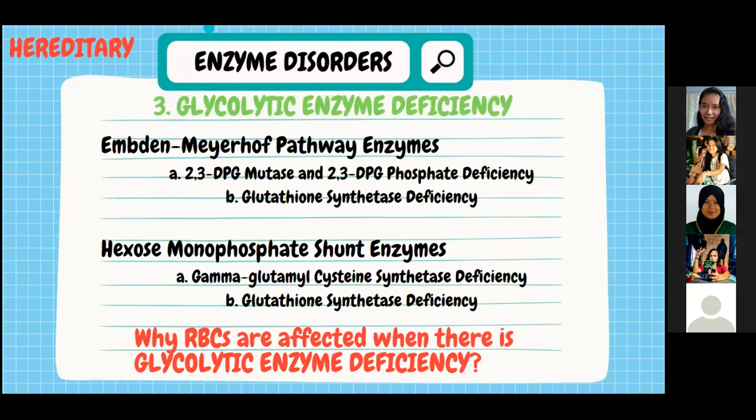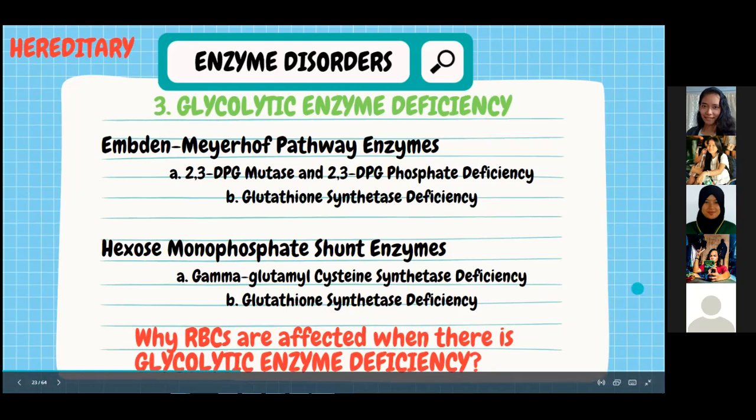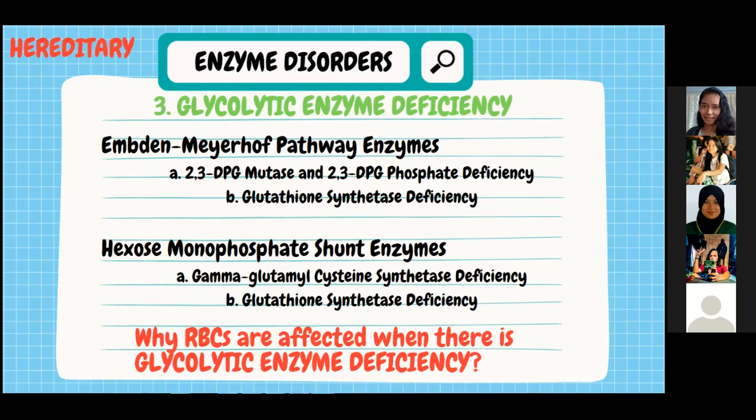Okay, so we are on our third enzyme disorder, still under hereditary intrinsic hemolytic anemia, and that is the glycolytic enzyme deficiency. By the way, what are glycolytic enzymes? These are the enzymes that play an important role in the conversion of our glucose into ATP, and these are specifically under the Embden-Meyerhof pathway.